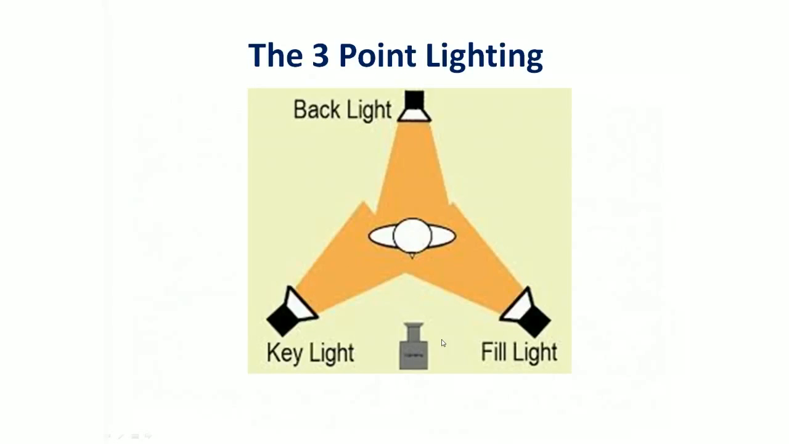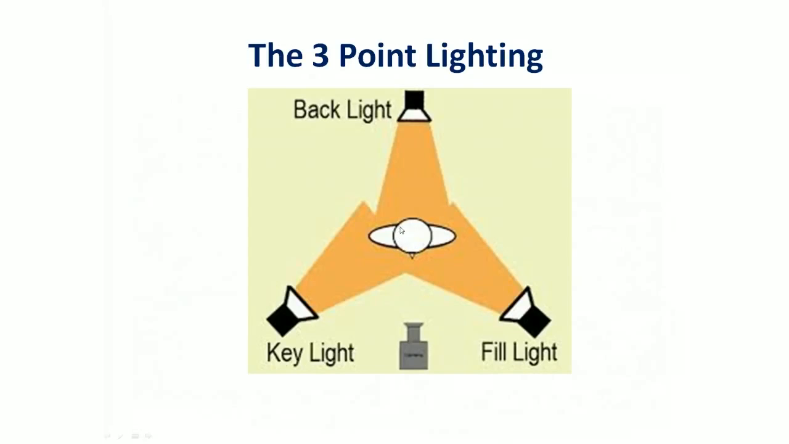Now, this is the 3-point lighting. It's the classic way of lighting yourself or the person in front of the camera. So this is your camera over here. You have what's called a key light. Your key light is your main light, and it's at about 45 degrees on the side of your face.